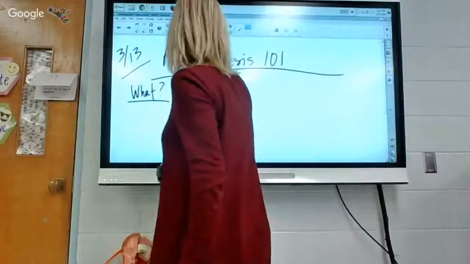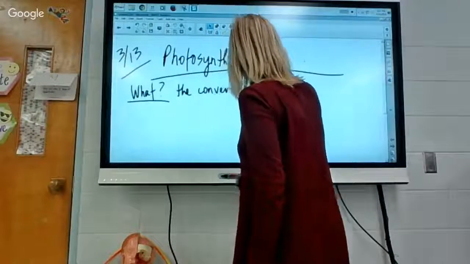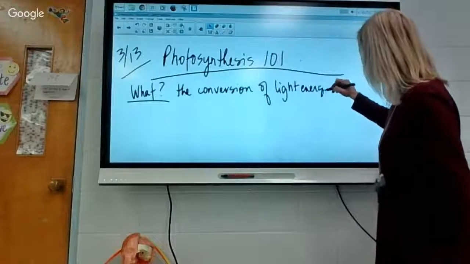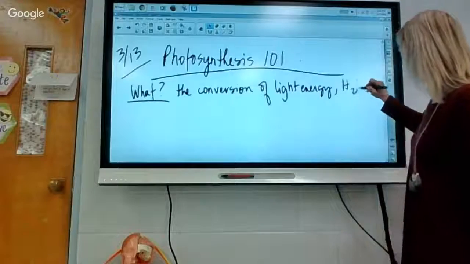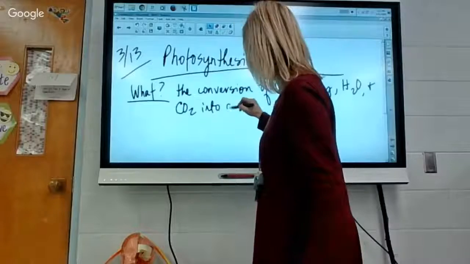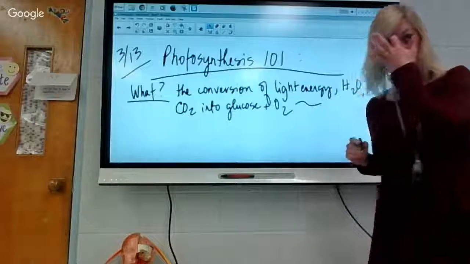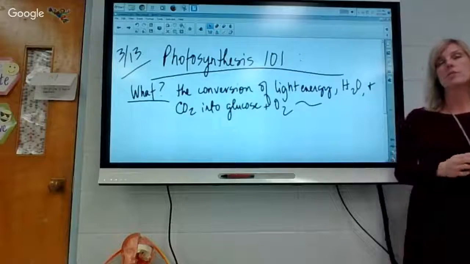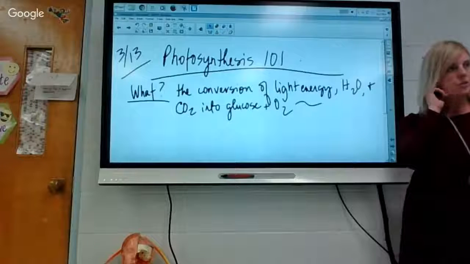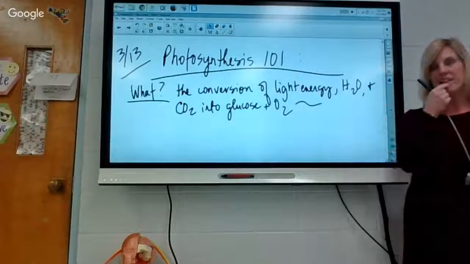Okay, so it is the conversion of light energy, water, and CO2 into glucose and oxygen. Now, oxygen just seems to be a byproduct. So if I'm an autotroph, I'm going to use some of that oxygen for my cellular respiration, but the rest of it is released out of the plant into the atmosphere.